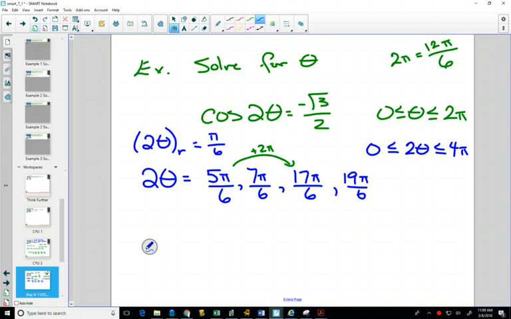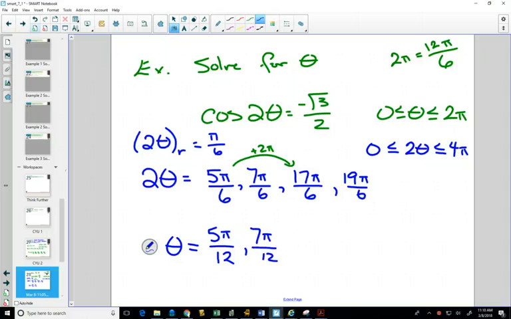And so for 2 theta, we've solved it between 0 and 4 pi. If you want to solve for theta now, I would have to take each of those answers and divide them by 2. Now, 5 pi over 6 divided by 2, it might be easier to think about what's equivalent to dividing by 2. Dividing by 2 is the same as multiplying by half. And if I take a fraction like 5 pi over 6 and multiply it by a half, that's just going to multiply my denominator by 2. So I'll have 5 pi over 12.